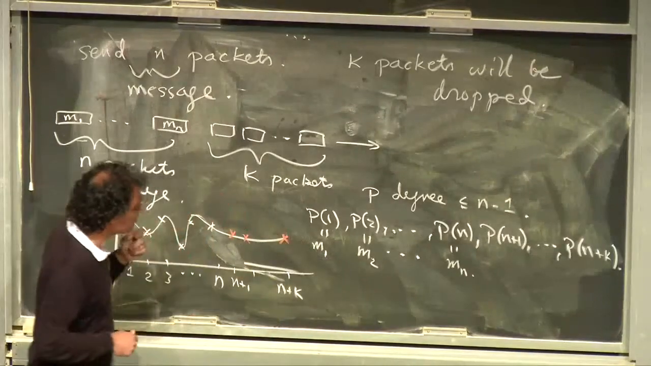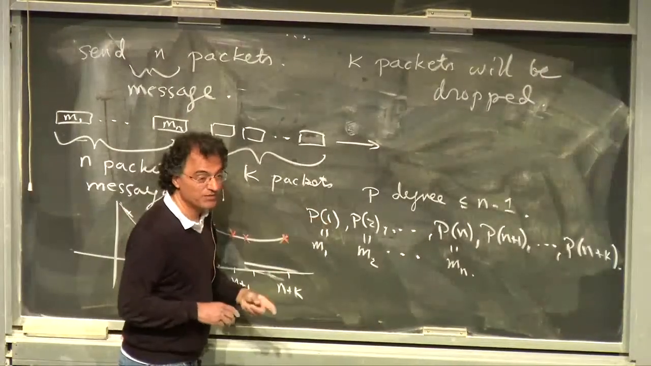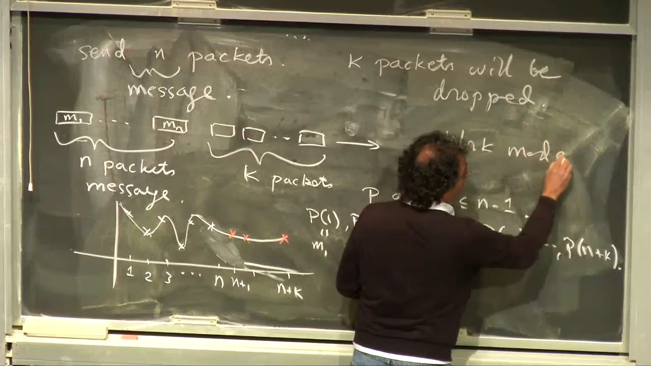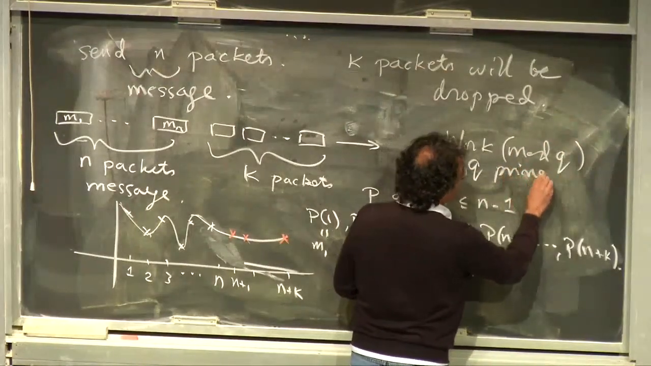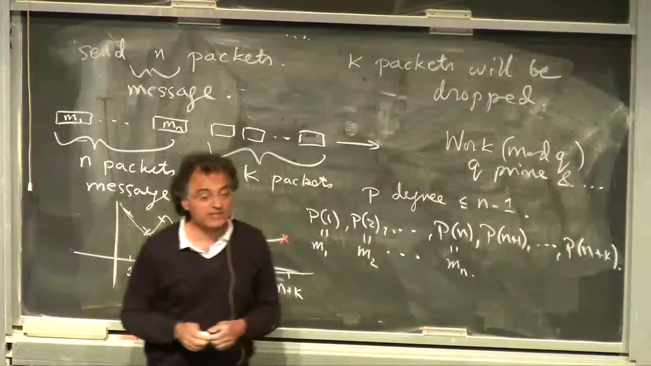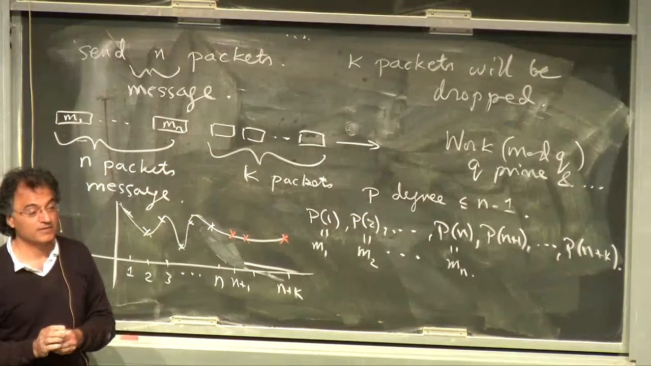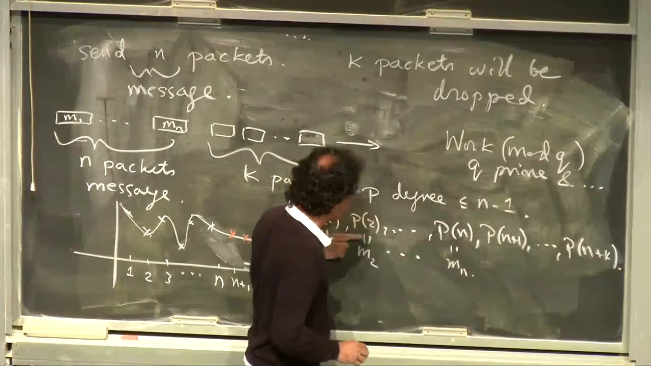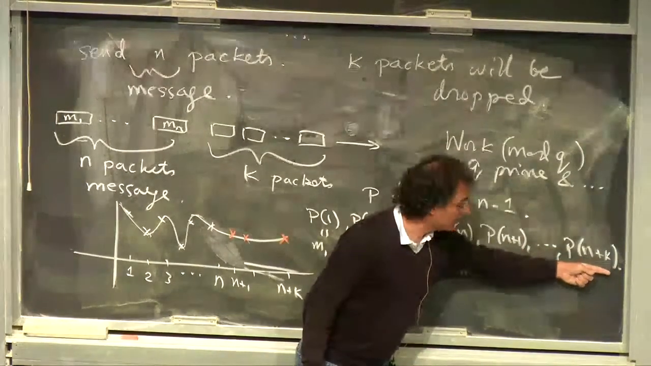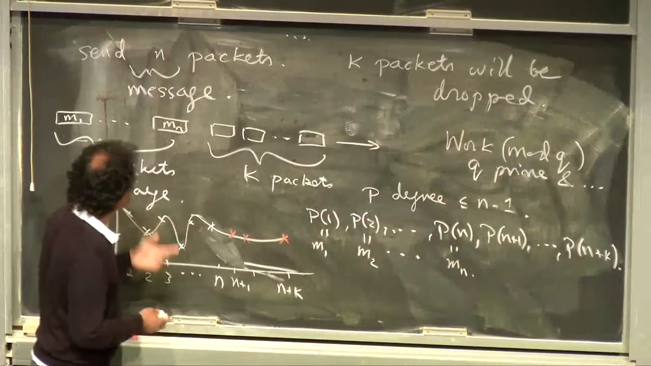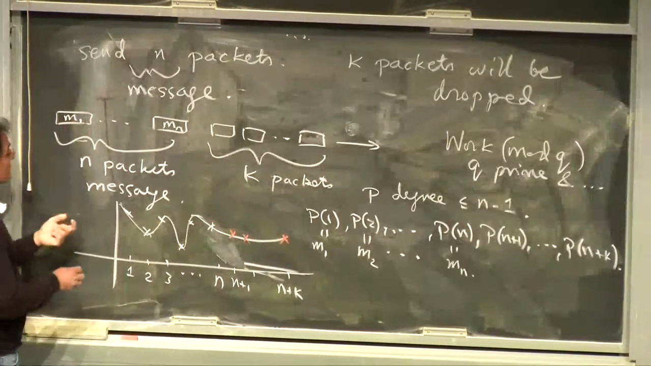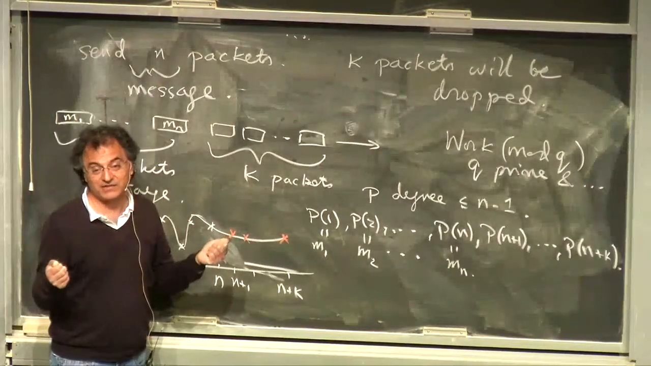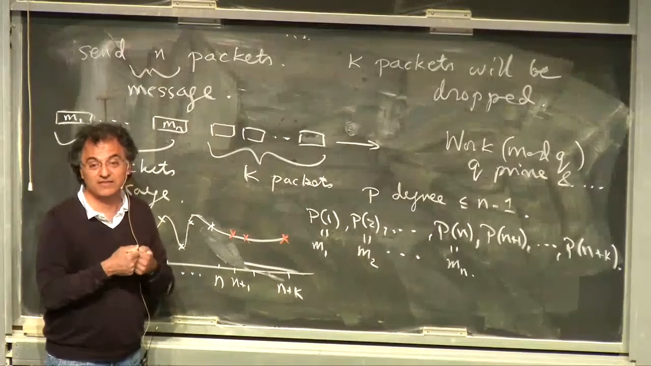Yes? The polynomial we're using, should it be mod some prime? It should be mod some prime, yes, very good point. So for this polynomial, we are working modulo q, where q is prime, and something else. What is another condition we need on q? Yeah, it has to be large enough to accommodate all these values. So it has to be larger than n plus k. It also has to be large enough to accommodate all the packets. So if the largest value of one of these packets is something, then the prime has to be larger than that as well. You have to make sure everything fits in this framework.